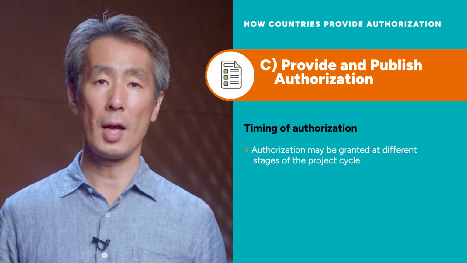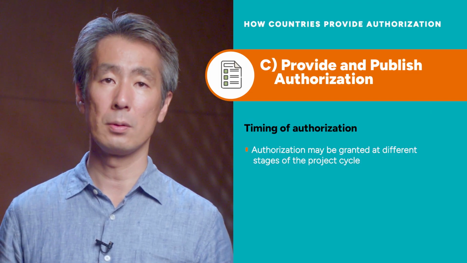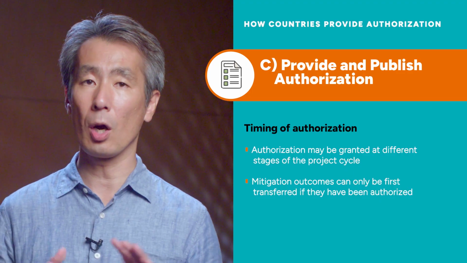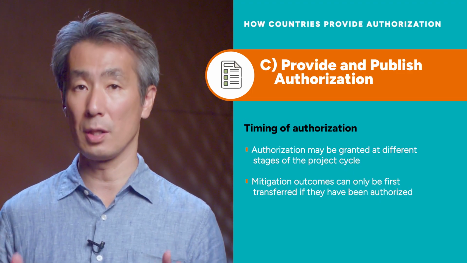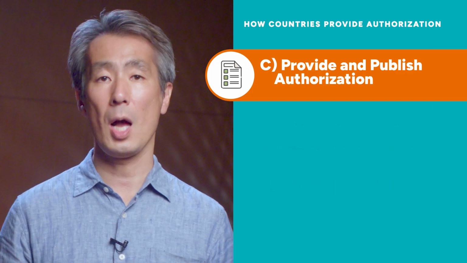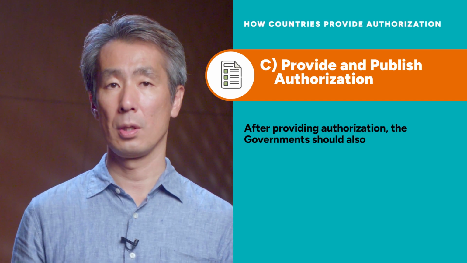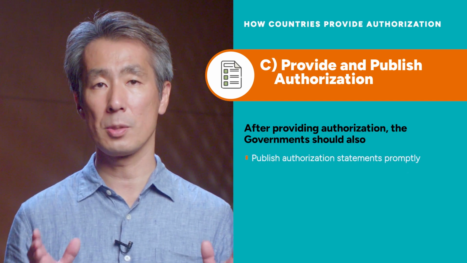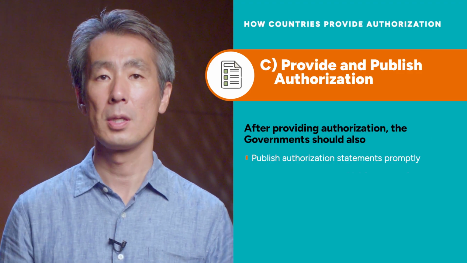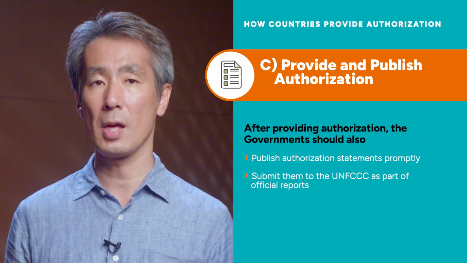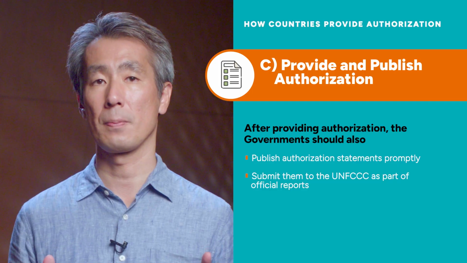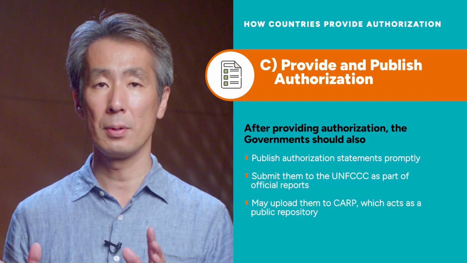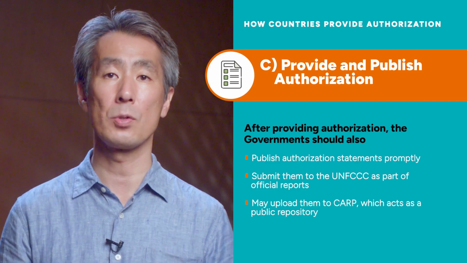Authorization may be granted at different stages of the project cycle. However, the first transfer of ITMOs may only occur after the authorization has been issued. After providing authorization, the government should also publish authorization statements promptly, submit them to the UNFCCC as part of official reports, and may upload them to CARP, which acts as a public repository.